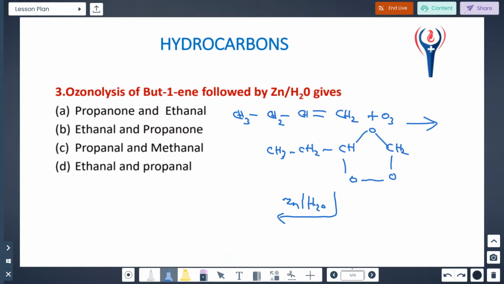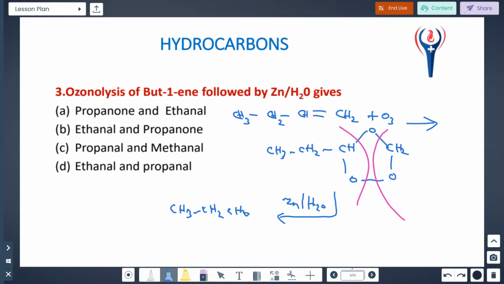So here, when you add H2O, what happens? The bond will break here. We get 2 compounds. Okay, one is CH3, CH2, CHO. Nothing but propanol. Correct or not? This side 1 compound, that side 1 compound. This side what? CH3, CH2, CHO. Understood?